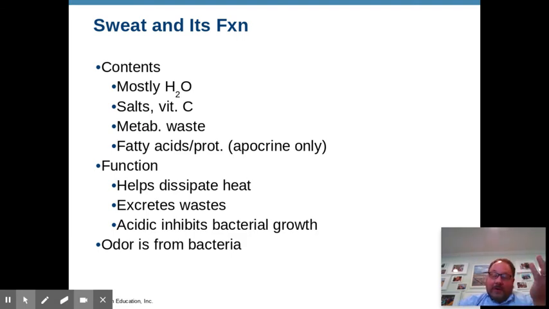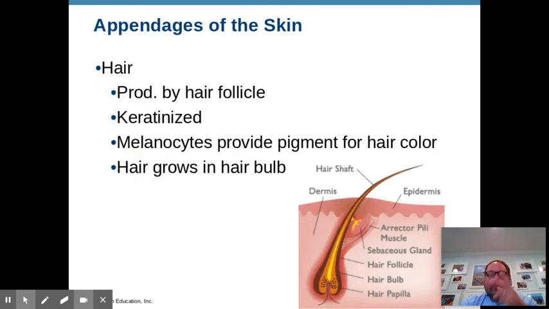So whatever we were talking about, sebaceous glands produce oily sebum. That's not going to cool you off. Eccrine glands produce watery sweat, and that will cool you off. So don't get tripped up on that. All right. So what else do we find in the skin?